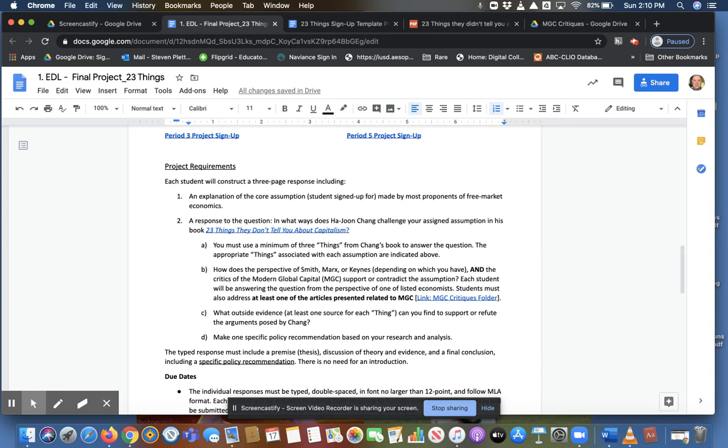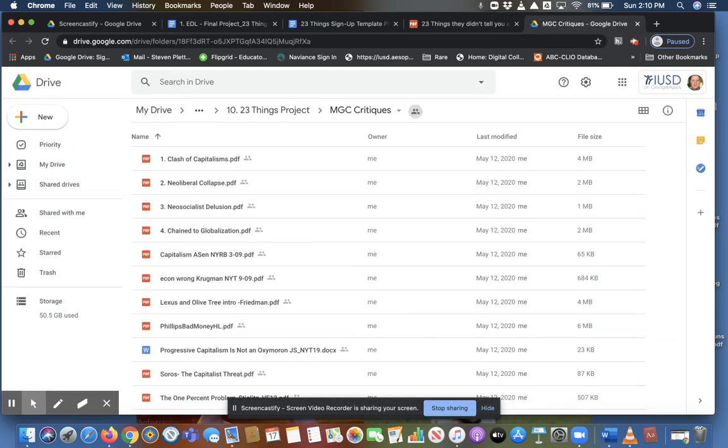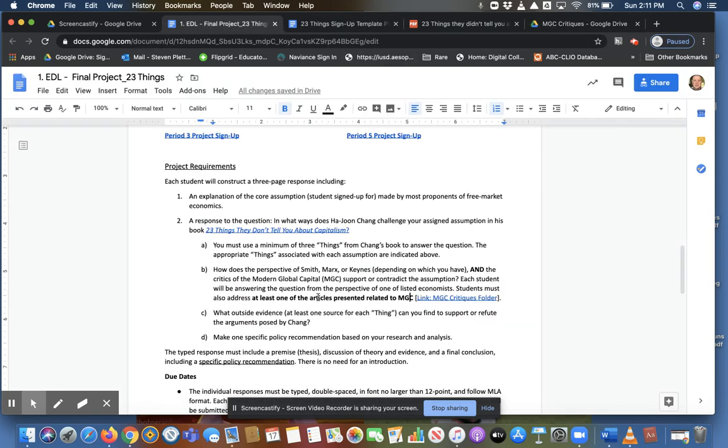Then you're going to look at how does the perspective of Smith, Marx, or Keynes, depending on which one you have, and the critics of modern global capital support or contradict the assumption. Each student will be answering the question from the perspective of one of the listed economists, and you must include at least one of the articles presented relating to modern global capital. And there's a link here. You click on the link, and it will take you to a folder that has a series of articles, some of which we've read already, some of which we haven't read. The requirement is that you use at least one of these articles to support your claims.